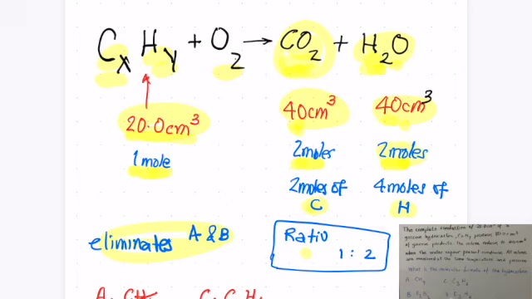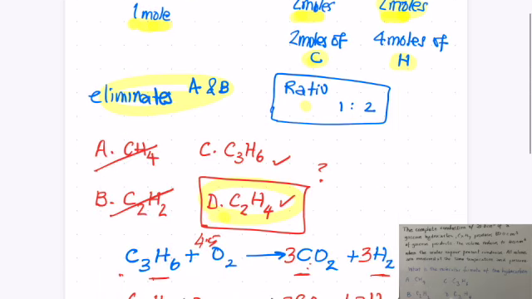So that ratio of 1:2 between carbon and hydrogen allows us to eliminate answer A and answer B from our choices, and we're left with C and D. Now the final answer is D. You see the ratio of carbon to hydrogen in both C and D as 1:2.